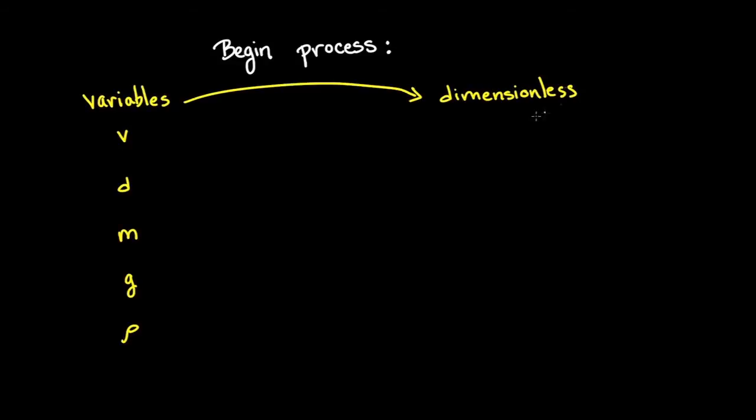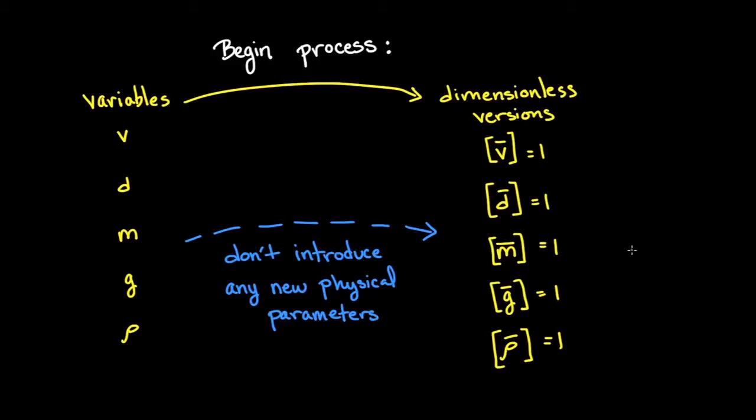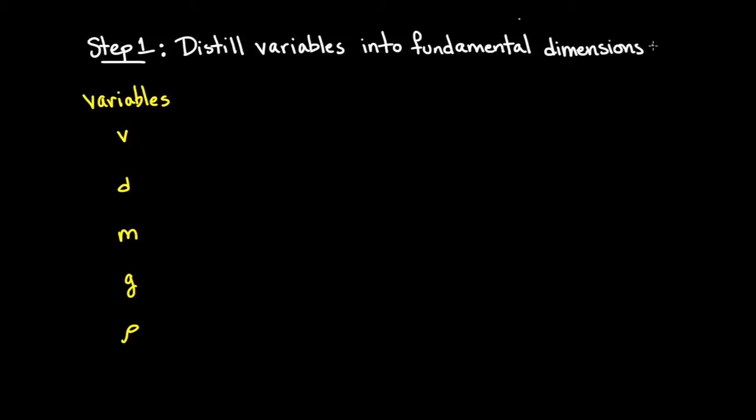We begin this process by creating dimensionless versions of the variables in our system. We create these dimensionless expressions out of the variables in our system so we don't introduce any new physical parameters. The first step is to take our list of variables and distill them down to their fundamental dimensions. Remember, our fundamental dimensions are length, mass, and time. Distilling gravity to its fundamental dimension, we get length per time squared.